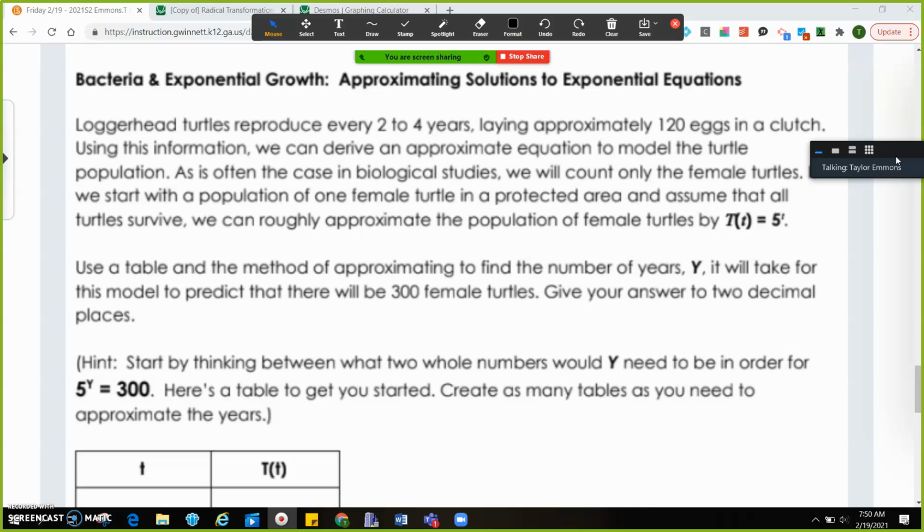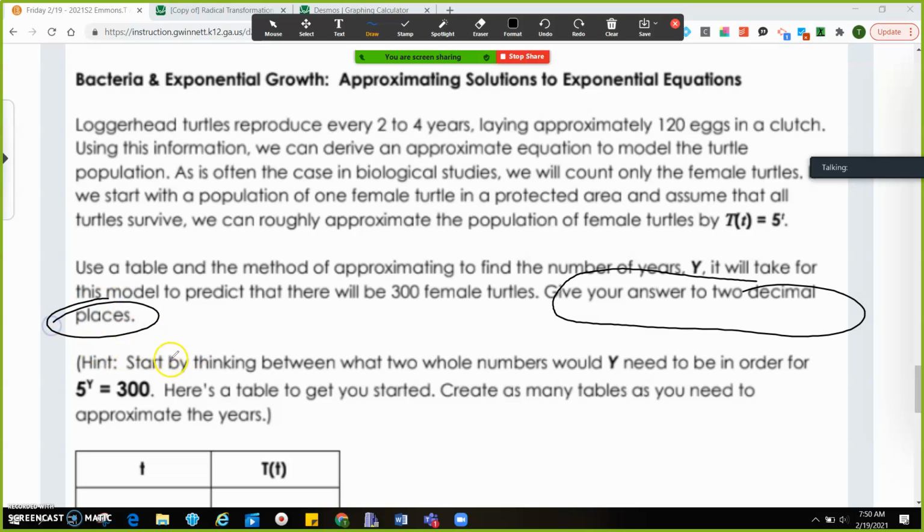Use a table and a method approximating to find the number of years it's going to take the model to predict that there will be 300 female turtles. Give your answer to 2 decimal places. Okay, so really quick, before we move on, they gave us a lot of information that's really important. So they want us to leave it in 2 decimal places. Okay, so 2 decimal places after. And we're going to try to see when this equation equals 300. Okay?